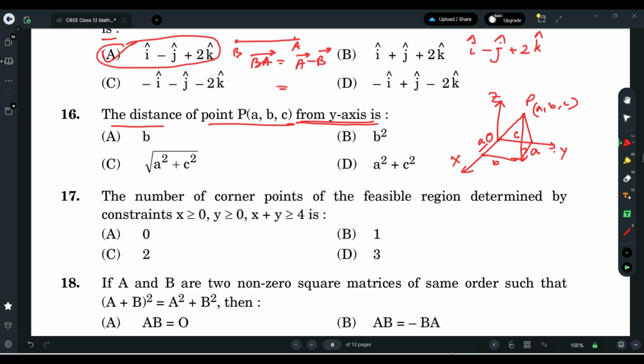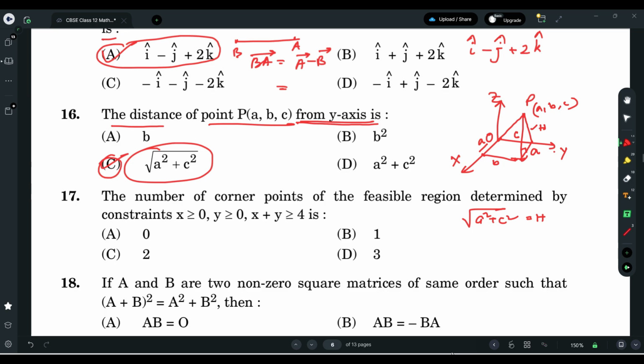This is obviously 90 degrees. That means this is the hypotenuse. So the hypotenuse is root over A square plus C square. Obviously root, because it is equal to H. So option number C is the correct option, root over A square plus C square.